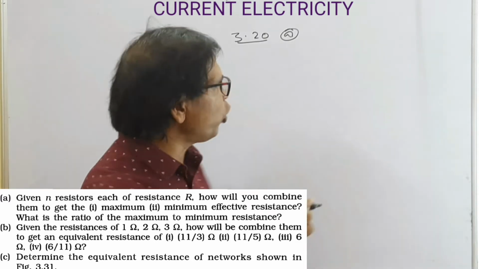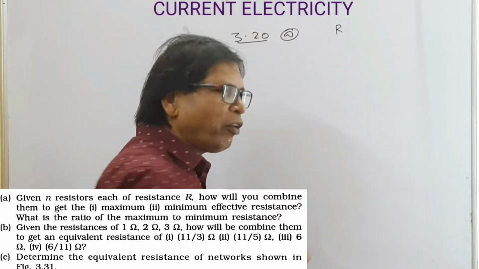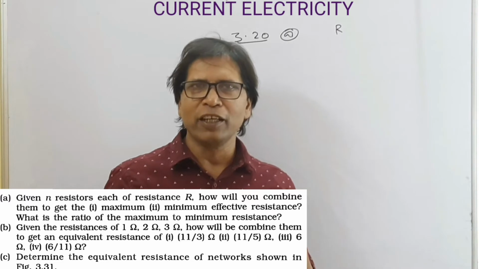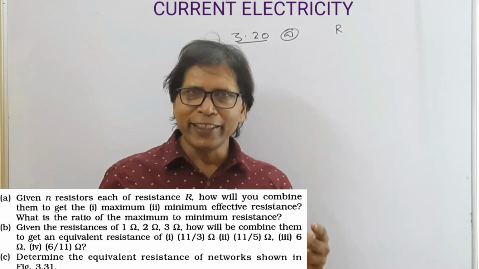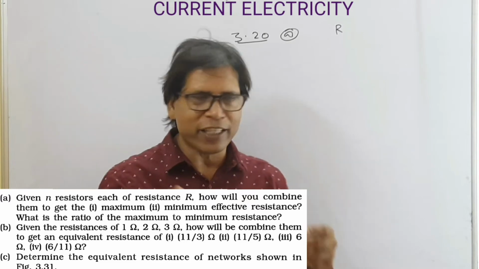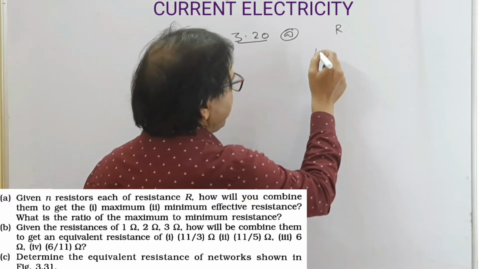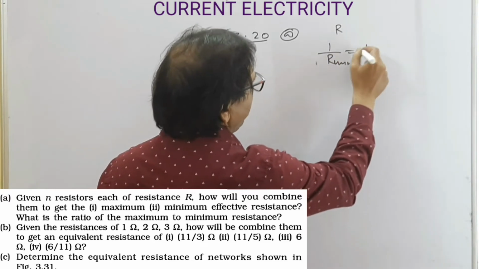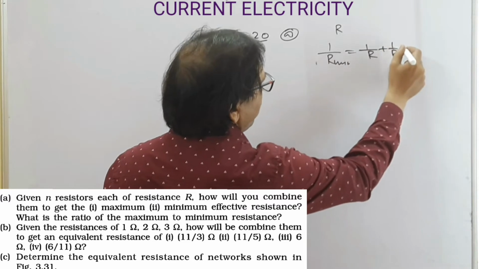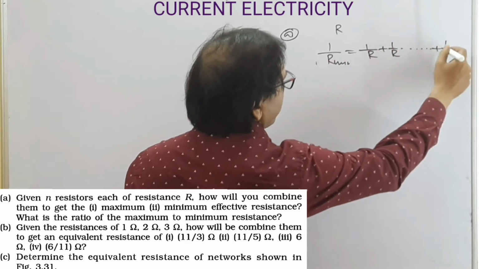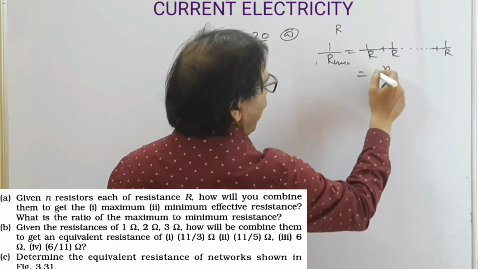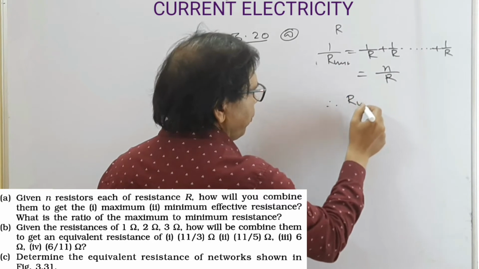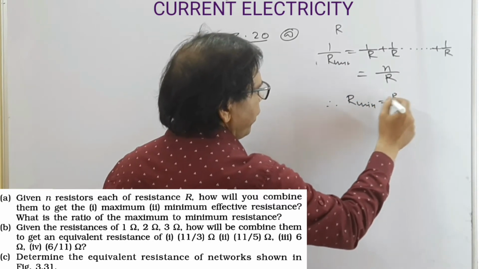Now NCERT numerical 3.20a. N resistances, each of resistance R, how can you get the minimum and maximum resistance from this combination? We know the equivalent resistance in a parallel combination will be the least. So in the parallel combination, 1 by R equals 1 by R plus 1 by R plus up to N terms. So this will be N by R. Therefore R minimum is equal to R by N.